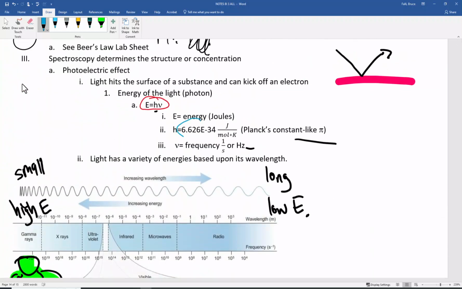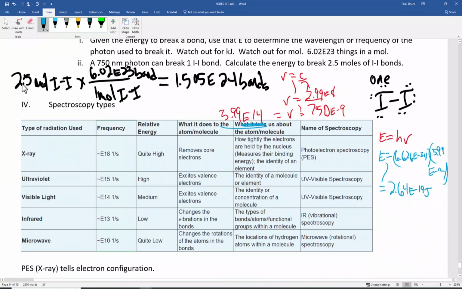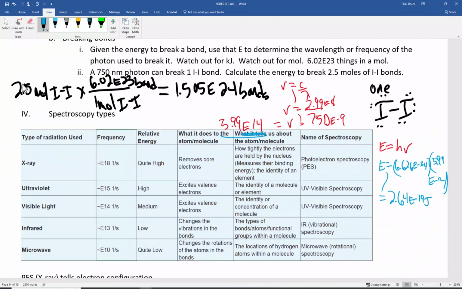Now I want to show you, I used that 6.626 out of the blue, but it's not really out of the blue. See how that's the value of Planck's constant. See how that's joules, not kilojoules? So that's how many joules I have, 2.64 E-19. Calculate the energy to break 2.5 moles of I2 bonds. So this is the energy to break one bond, but I have this many bonds.